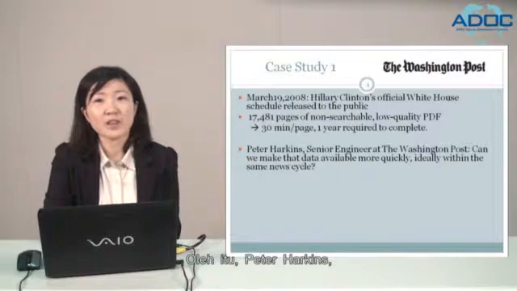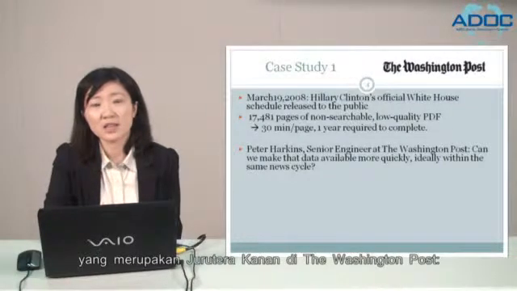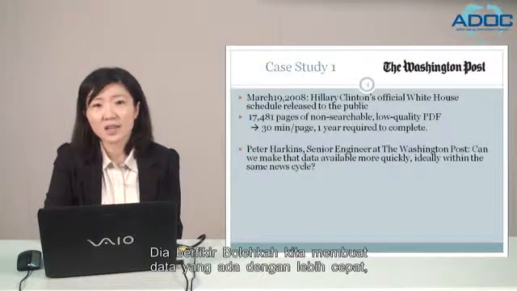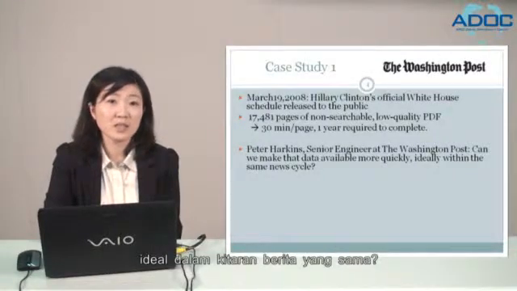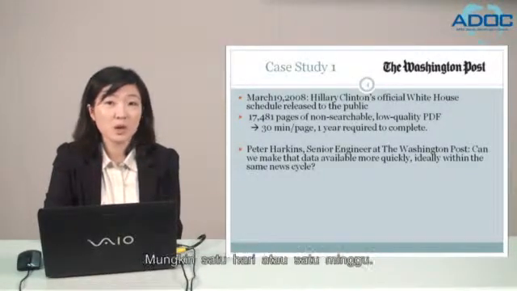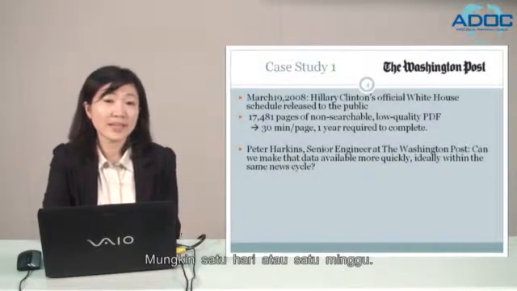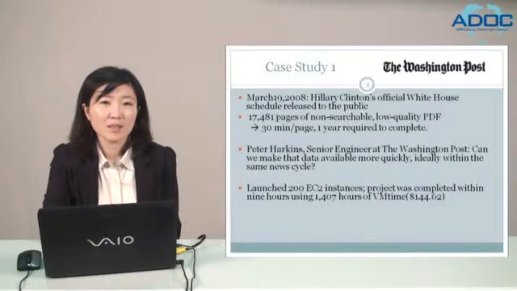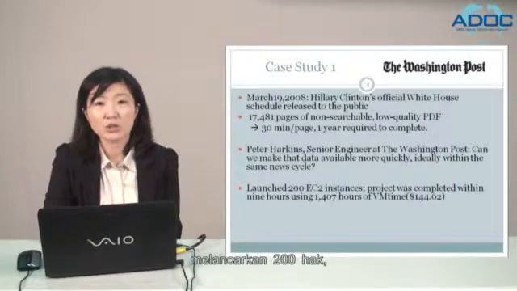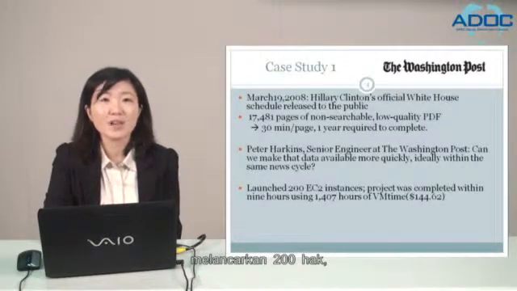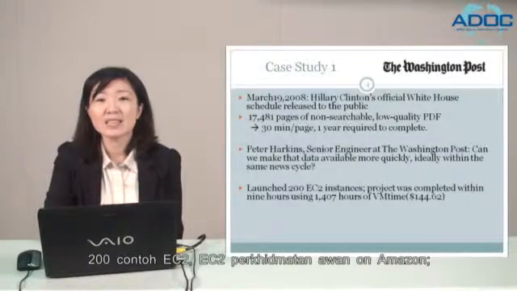Therefore, Peter Hawkins, a senior engineer at the Washington Post, thought, can we make that data available more quickly? Ideally, within the same news cycle, probably 1 day or 1 week. Therefore, Peter turned to Amazon. He launched 200 EC2 instances. EC2 is the cloud service of Amazon.